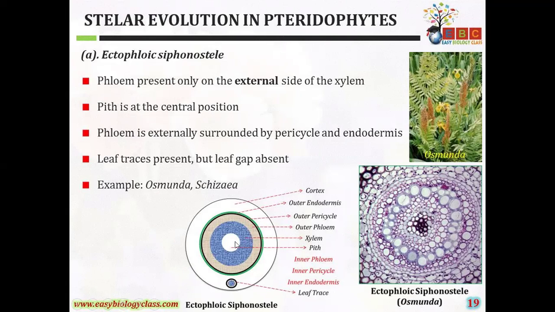And here, the leaf traces are present. These are the leaf traces in the cortical region, but there are no leaf gaps here. An example is Osmunda, a very good example. So this is the central pith region, surrounded by a larger region which is the xylem, and outward to that is the phloem. That is the condition we call ectophloic siphonostele.